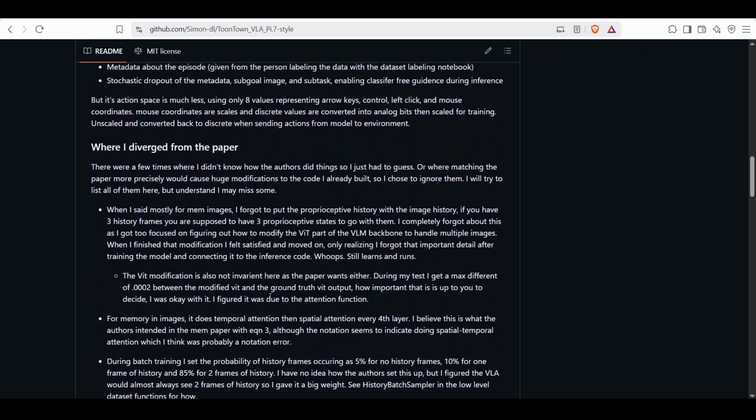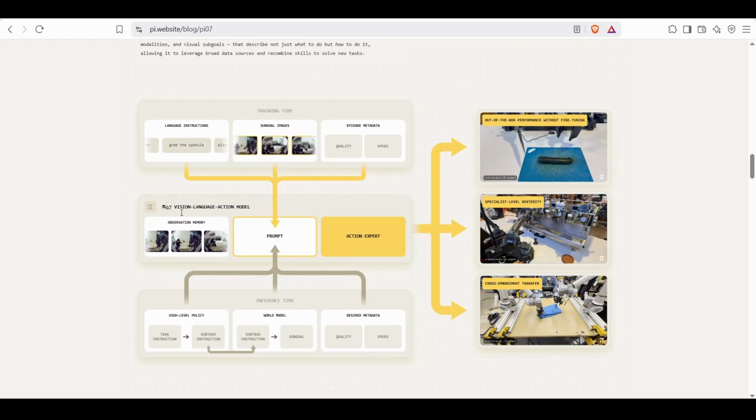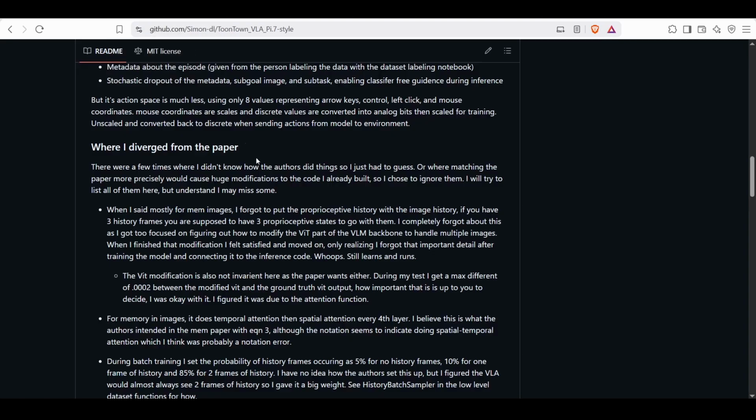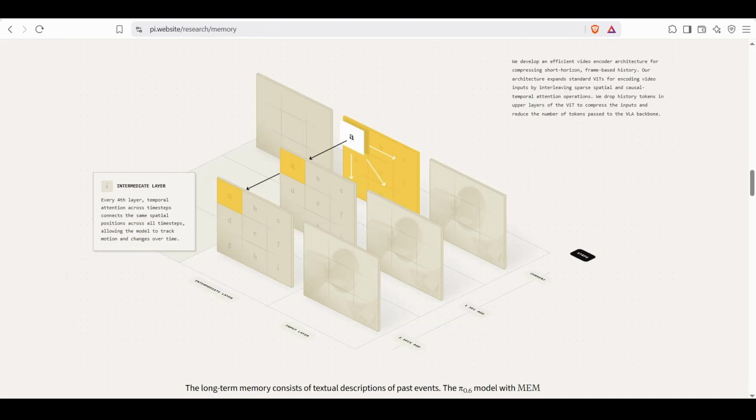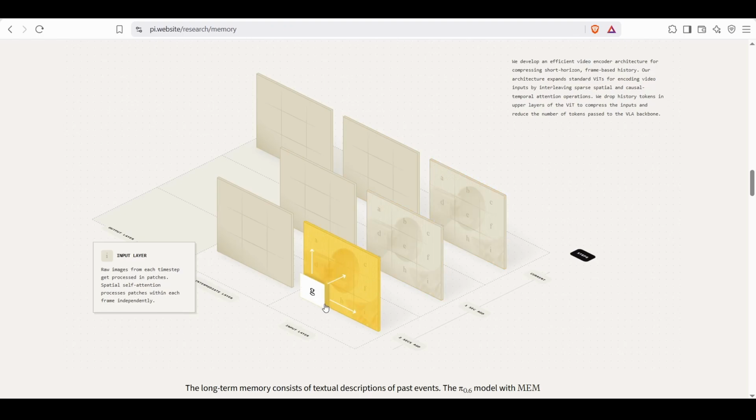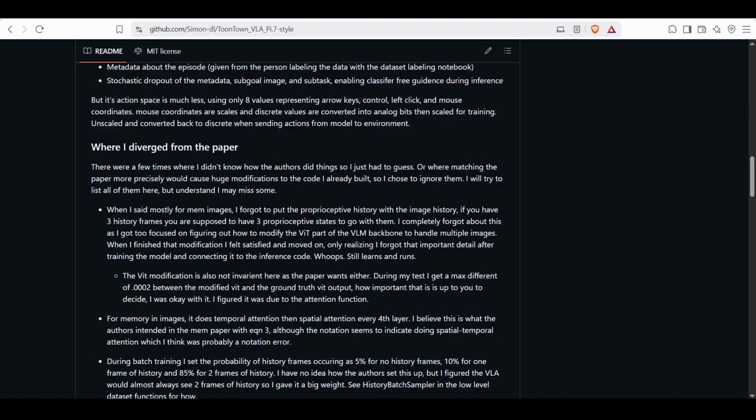So, I didn't know during their training, because there's observational history, so I probabilistically made it so 5% had no history frames, 10% of the training batches had one, and then 85% had two, so that'd be 3 frames with 2 history frames, as you can kind of see here. And so I made those assumptions clear and tried to do my best.